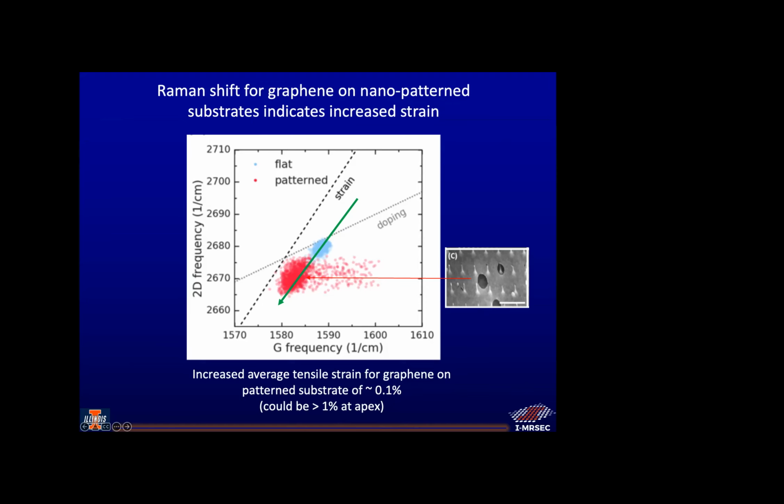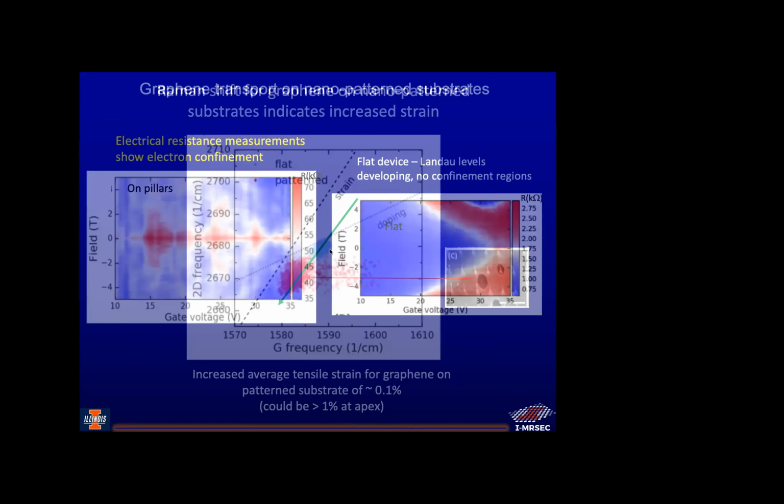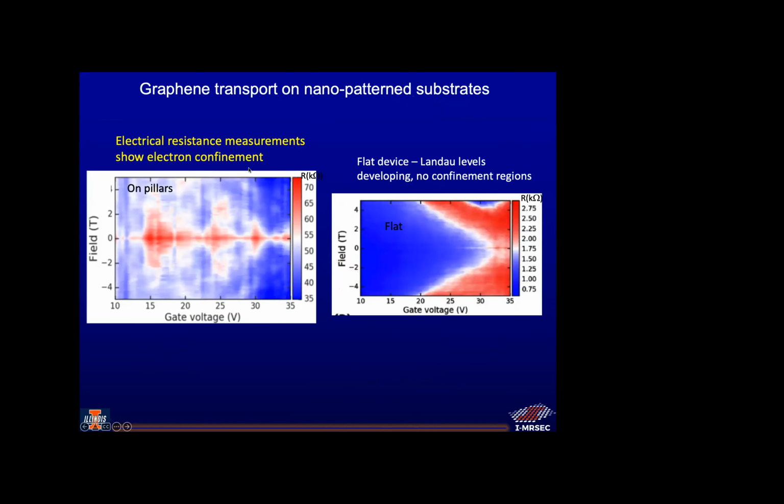And now we can measure transport and see what happens in this case. So these are 2D plots of resistance as a function of gate voltage and magnetic field for the graphene on pillars and the flat graphene. And in this case, the red is high resistance and the blue is low resistance. And so what you see for the graphene on the pillars is we get these regions of high resistance around zero field as a function of gate voltage, these confinement regions. Whereas in the flat graphene, we see nothing in this same region.